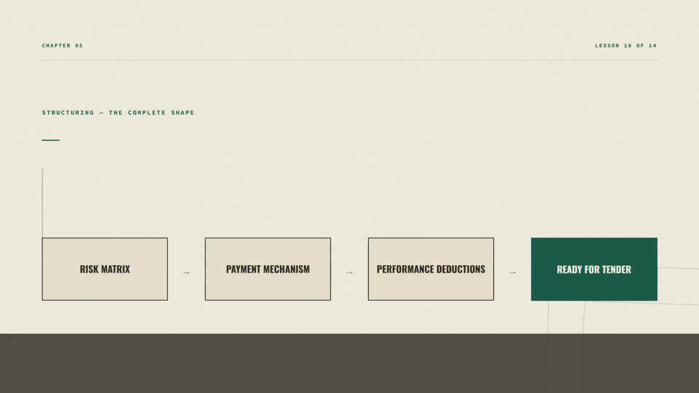Put together, structuring now has a complete shape: allocate risk, choose the payment mechanism that matches it, and build in performance deductions that keep the private partner accountable throughout the contract's life, not just at signing. Once this is set, the project is actually ready to go to market. Chapter 6 covers exactly that: running the tender.